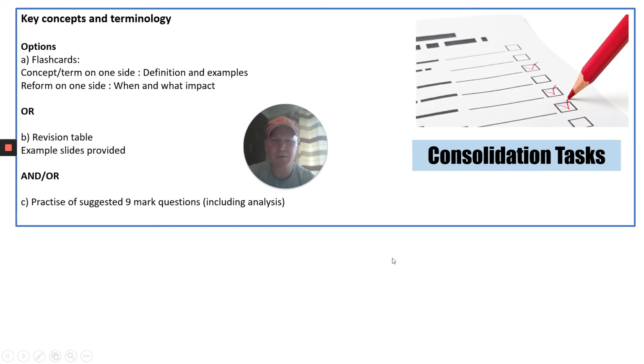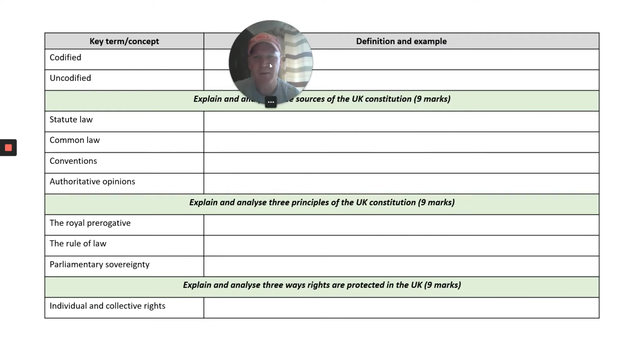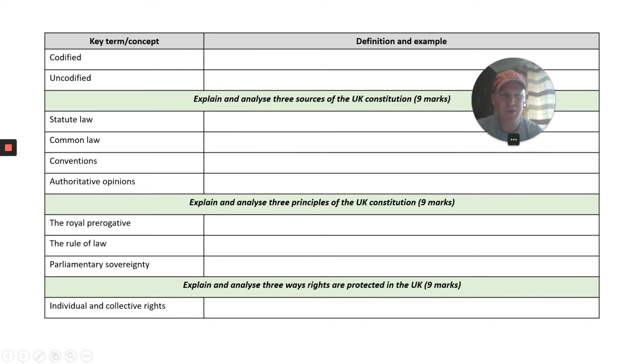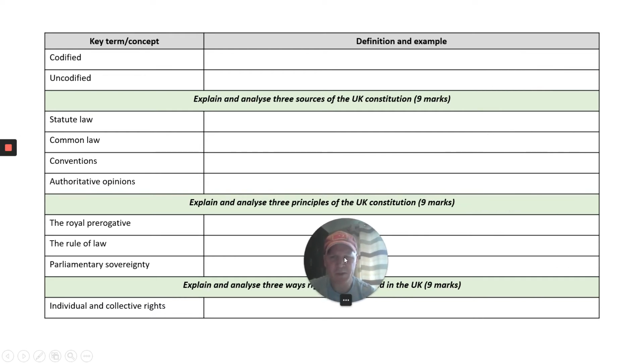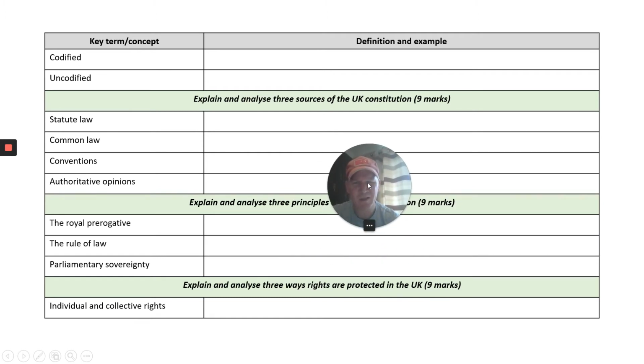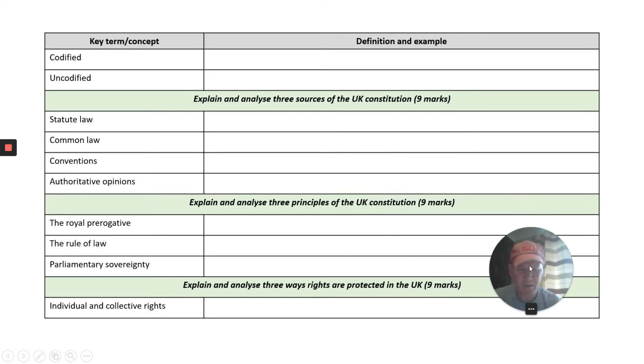So let's have a look at this. Here's a table. Here are the key concepts we need to know down here. And in green, we have some of the potential 9-mark questions. So you can see here, these 4 areas link to this question. Explain and analyse the 3 sources of the UK Constitution. Then you're talking about the principles, parliamentary sovereignty, the rule of law, royal prerogative, which could exist within the sources too. And then finally, 3 ways in which rights are protected in the UK. So we're talking obviously there about the Supreme Court, the role of Parliament, the European Convention of Human Rights.